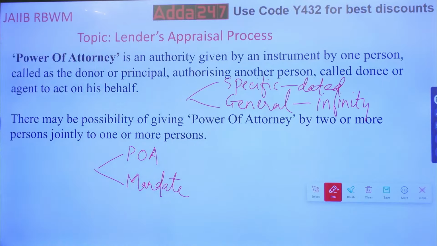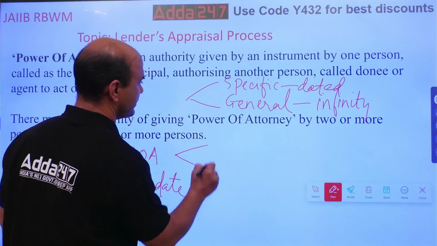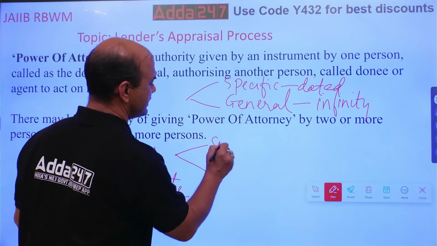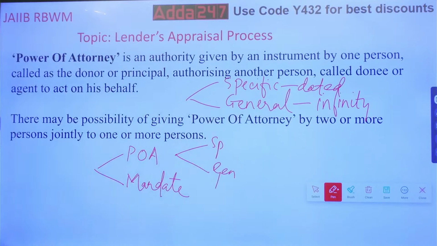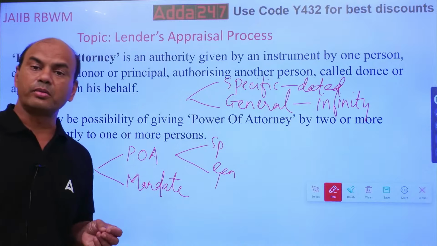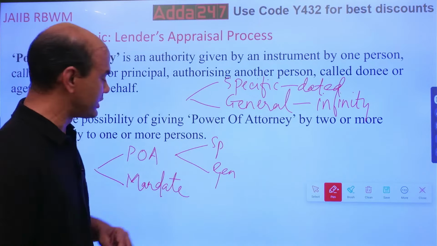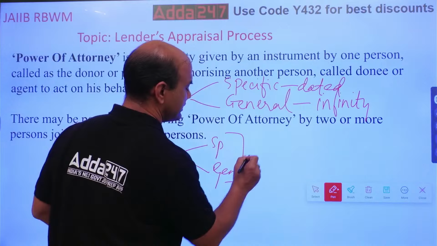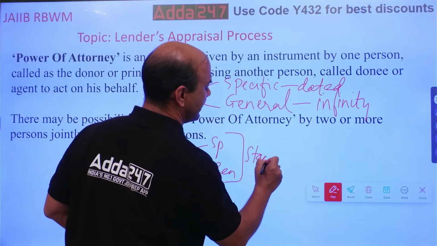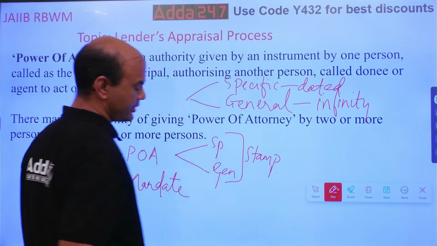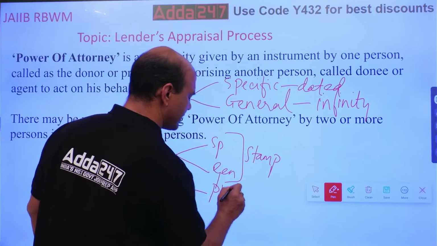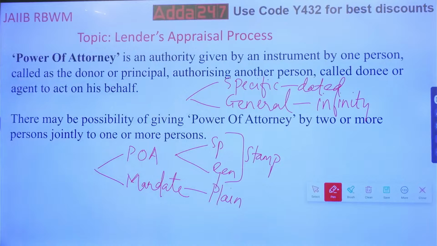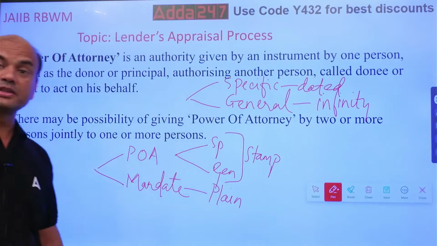Understand these words, POA and mandate. Now see this, POAs are of two types, specific and general. But mandate is also there. Mandate means what? It's a simple written document on plain paper, no stamp duty. For POAs, there is a stamp paper and stamp duty. But here it is on plain paper, no stamping, nothing. So understand this also, mandate.